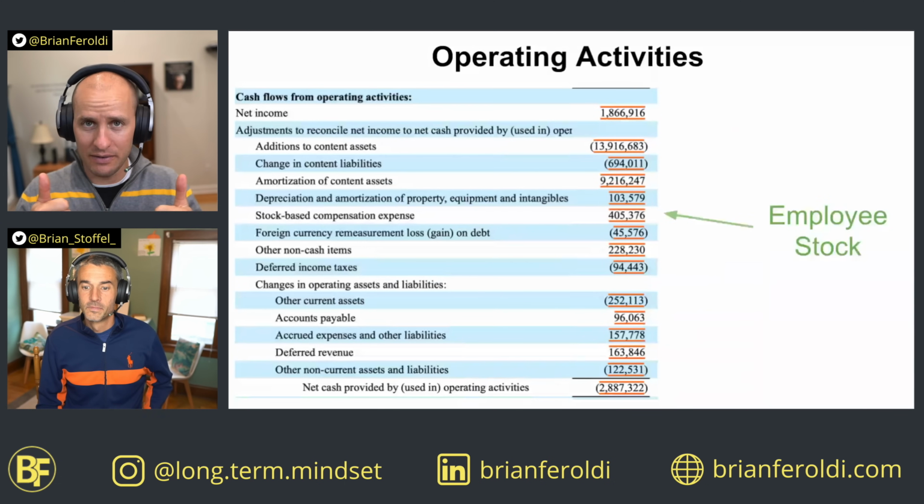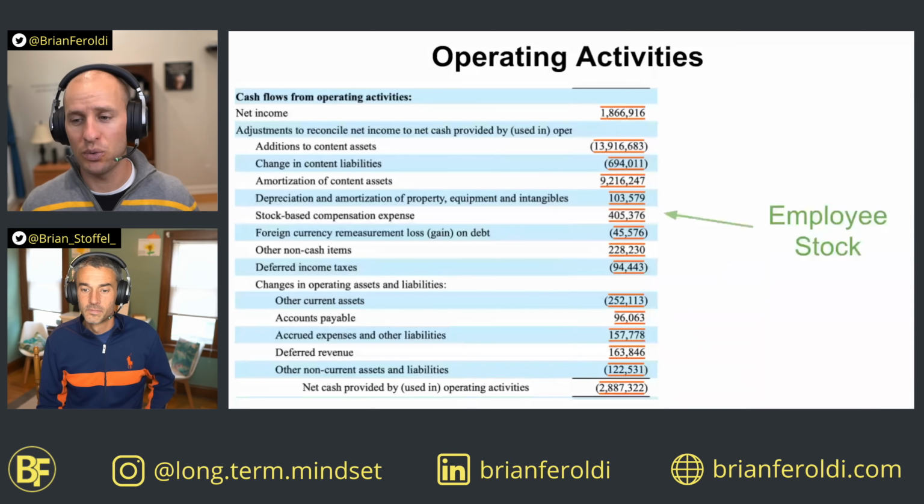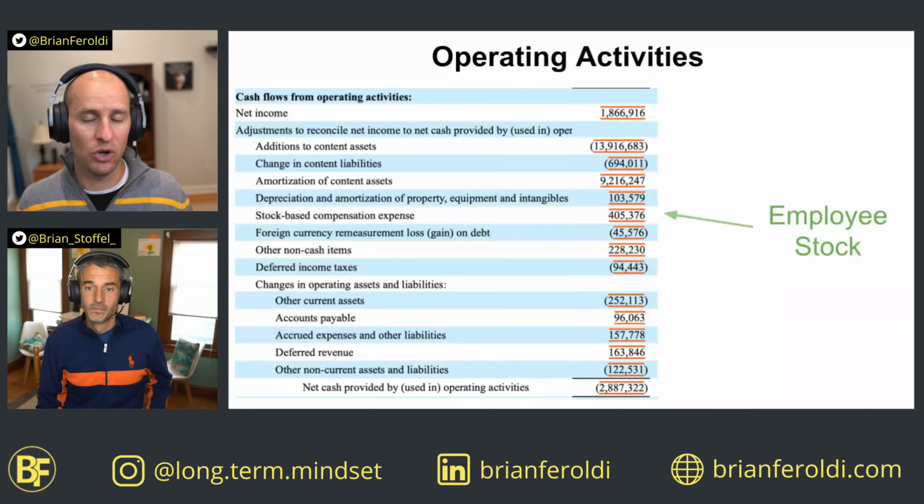Another big positive contributor to operating cash flow was stock-based compensation. During the year, the company had more than $400 million in stock-based compensation expense. However, that was an expense that was a non-cash charge. As a result, we have to add that back into the company's cash balance.